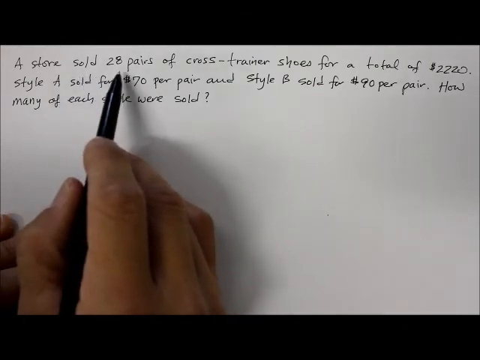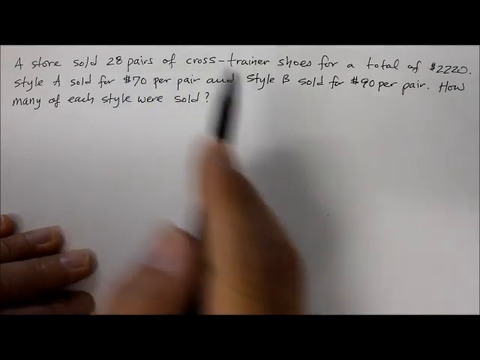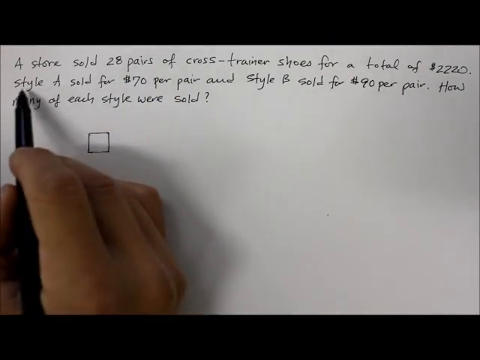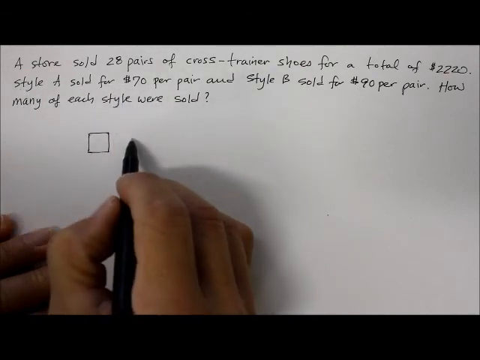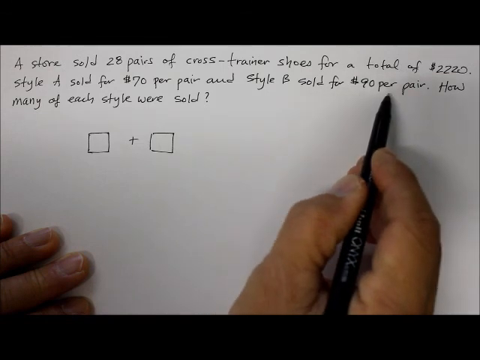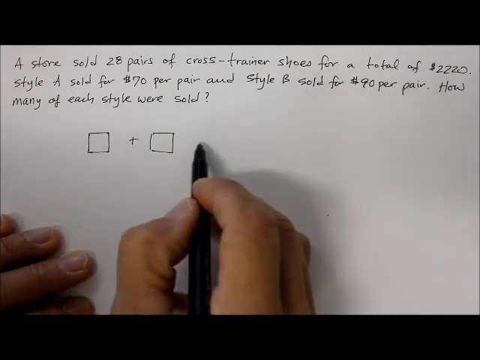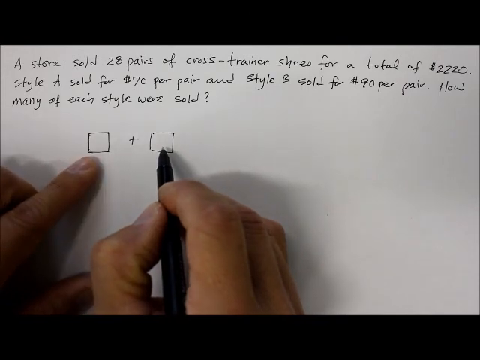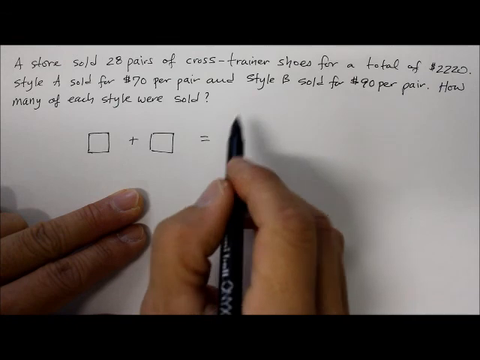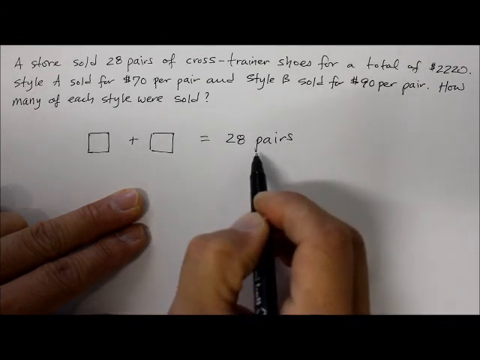A store sold 28 pairs. Well, that's what they sold total. So total, I don't know what they sold of style A, and I don't know what they sold for style B, how many. I know how much each pair is, but I don't know how many total it was sold. But whatever the style A and style B sold together, they sold a total of 28 pairs. You see the pattern here?